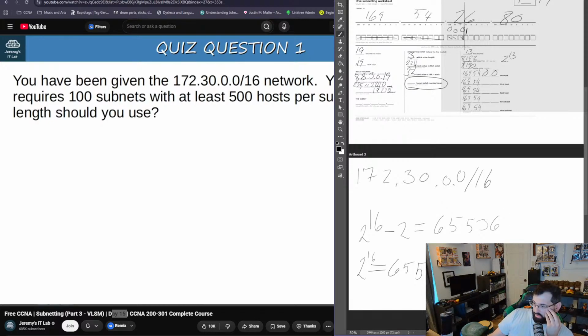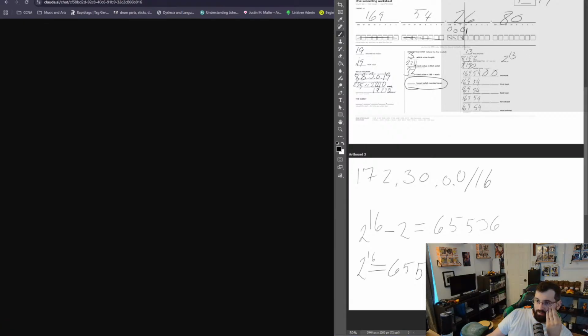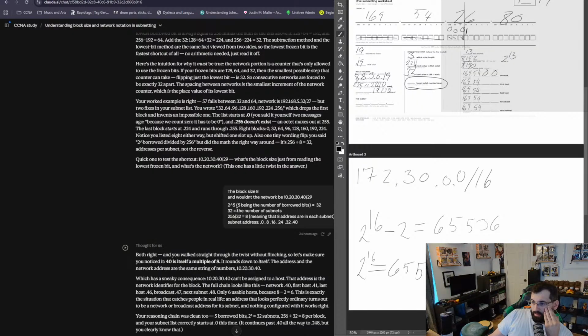So I think 9 is the answer because this is going to give us... So here's my problem. Here's what I'm running into. In my brain, I think that 2 to the power of something equals the number of subnets. Let's see here. The block size is 8.